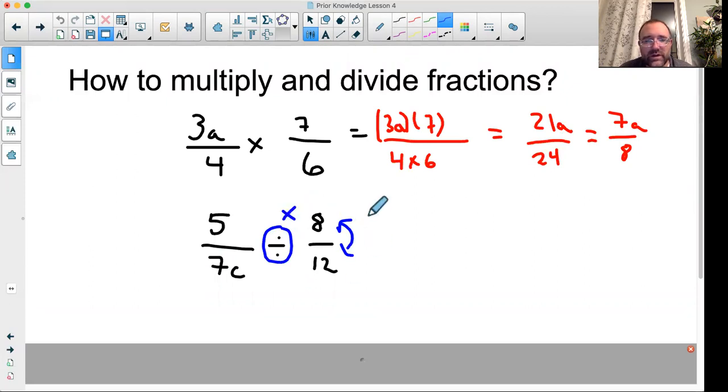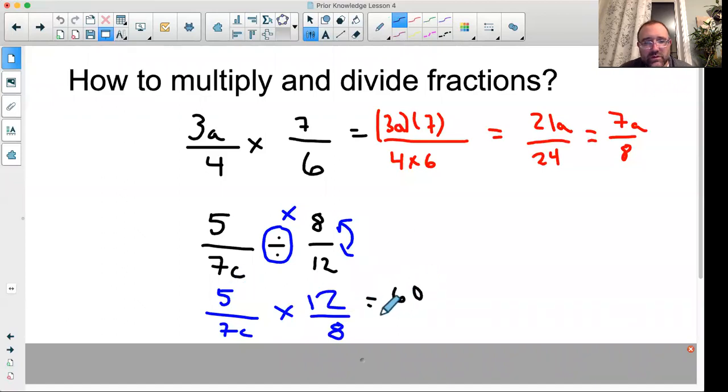So to rewrite that, we want to write it as 5 over 7c, that didn't change, times this as 12 over 8, and do what we just did earlier. So that means 5 times 12 is 60 over 7 times 8, 56.